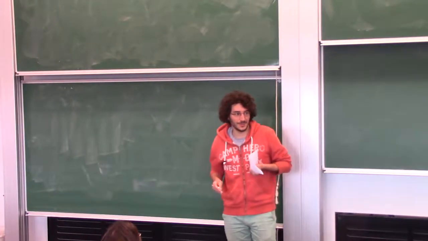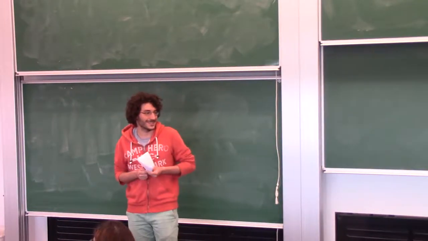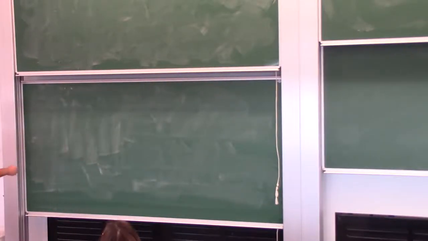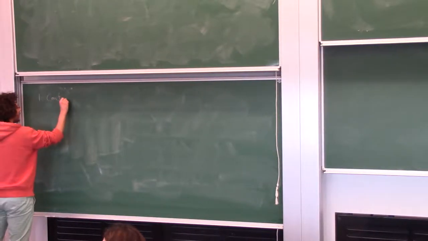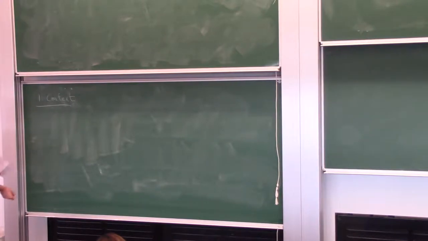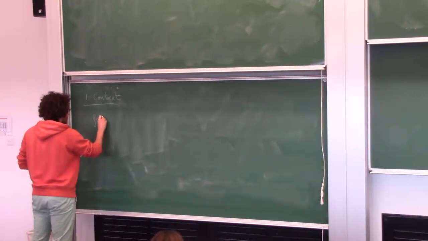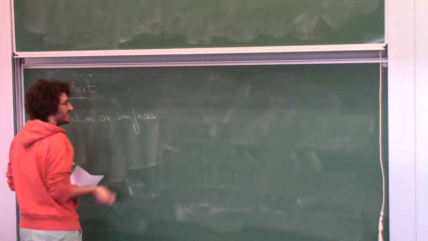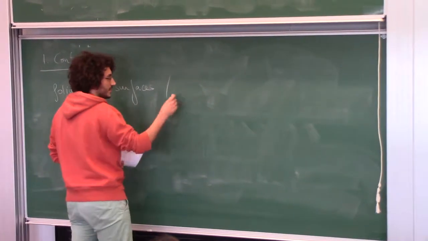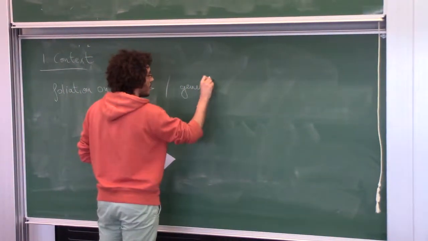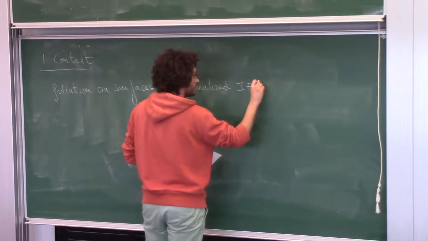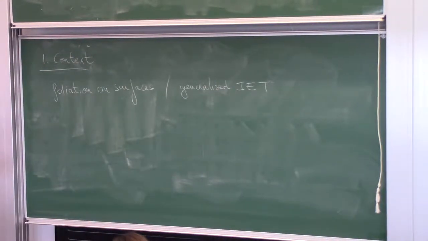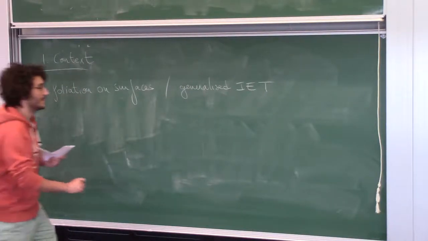So, I'm going to try to explain the geometric side of the story that Charles told you just before. First, let me just give a bit of context. The setting I'm interested in is the one of foliations on surfaces, or if you prefer, generalized interval exchange transformations. The question I want to ask today is what sort of behavior I am to witness generically for such foliations or generalized IETs.